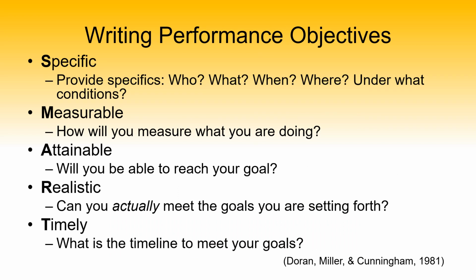When you are designing your performance objectives for training, consider using the SMART guidelines proposed by Doran, Miller, and Cunningham. By SMART, we mean, are they specific? Are you providing the who, what, when, where, and under what conditions within your objectives? Are they measurable? Are they going to be attainable given the resources and the constraints within which you're working? Are they realistic? Can you actually expect to meet the goals that you're setting forth? And also, what's the timeline associated with meeting those goals?